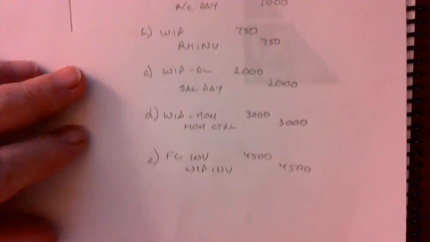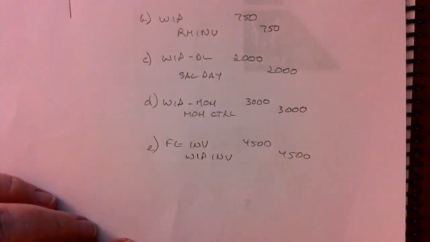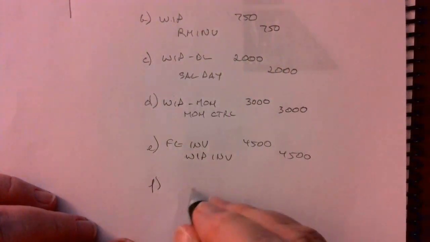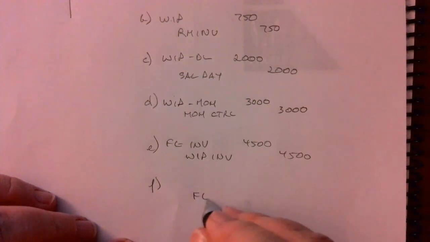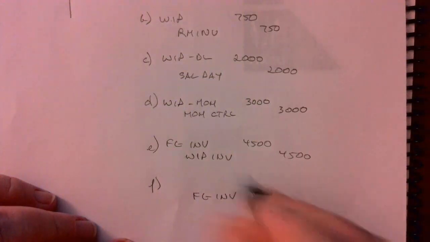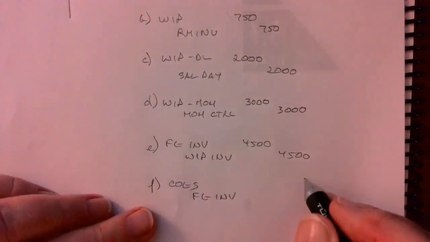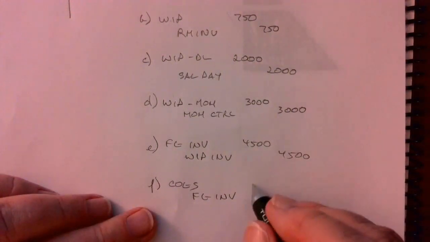Okay, and then the last one we have here is cost of goods sold, and again that would come out of finished goods and go into, I'm just going to make it cost of goods sold. All right? For $4,000.